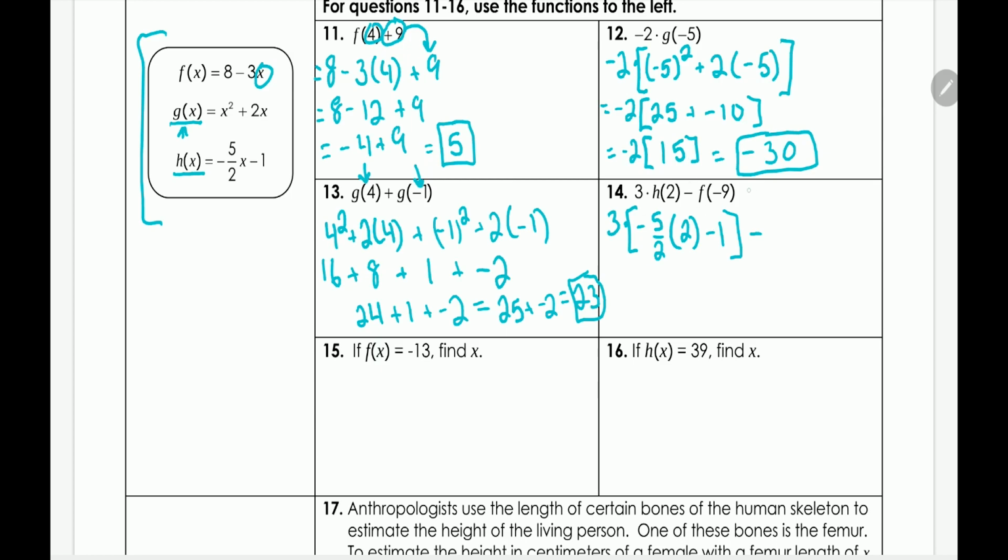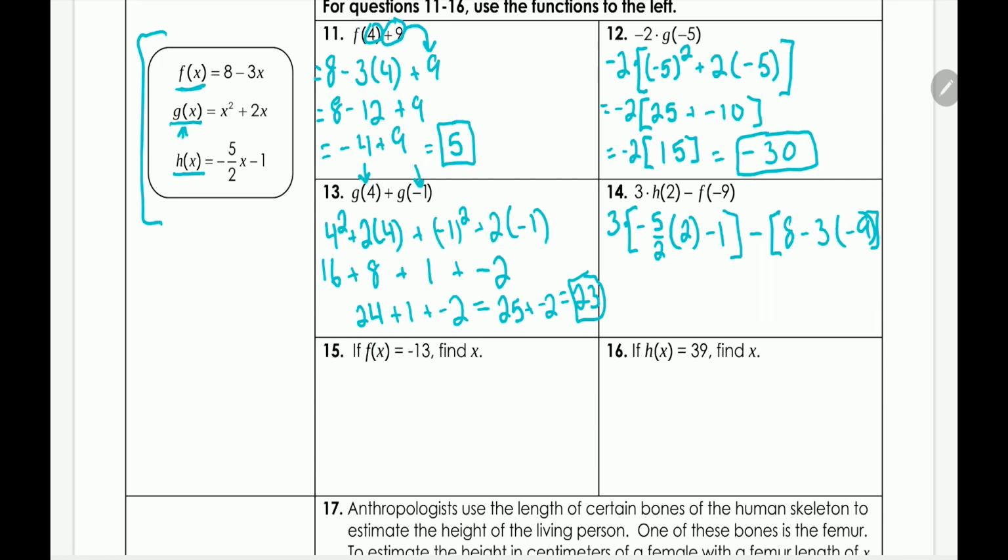Minus f of negative 9, so we're going to use f of x up here, and replace the x with negative 9. So we have 8 minus 3 times negative 9, and now we're going to solve.